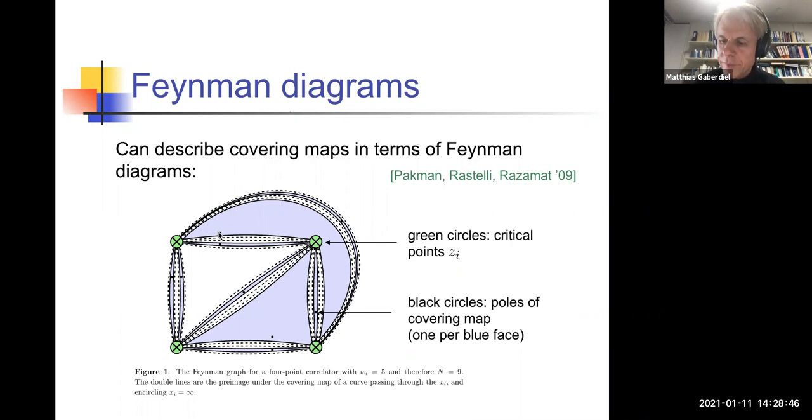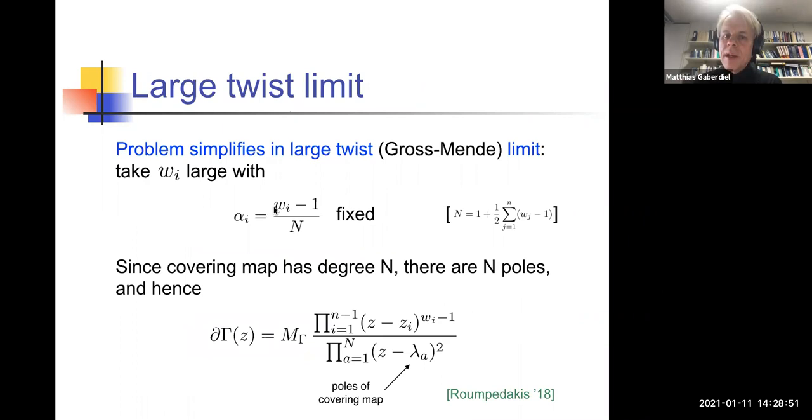Now, the idea is to look at this problem in what you may want to call a Gross-Mende type limit, where you take the w_i's all to be large, but you take them large in a sort of simultaneous manner. Namely, you take w_i over n to be fixed while you take w_i large. When you take w_i large, obviously you'd also take n large.